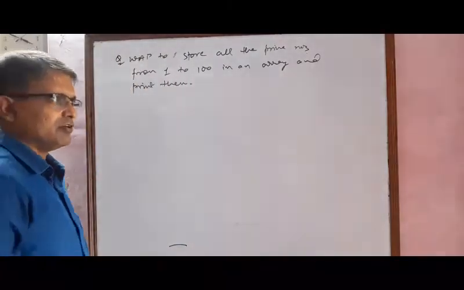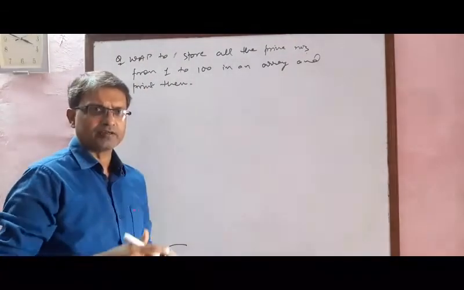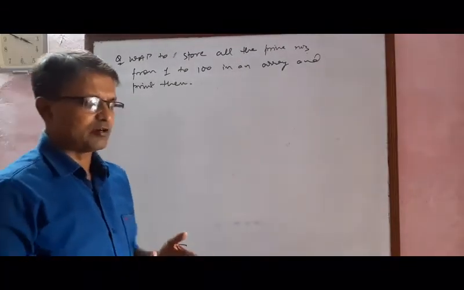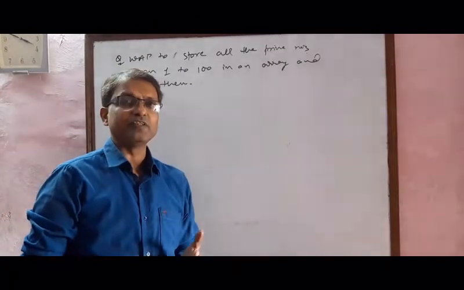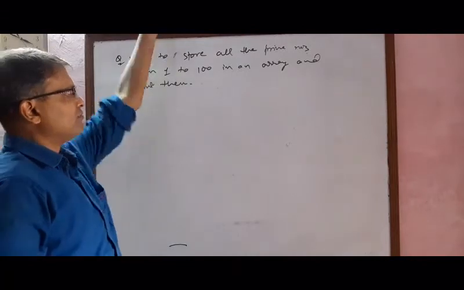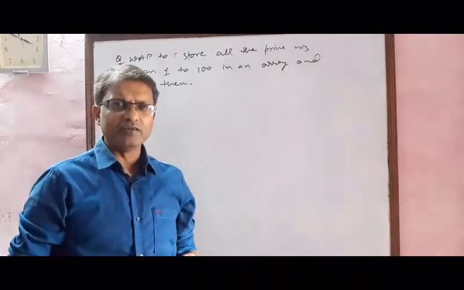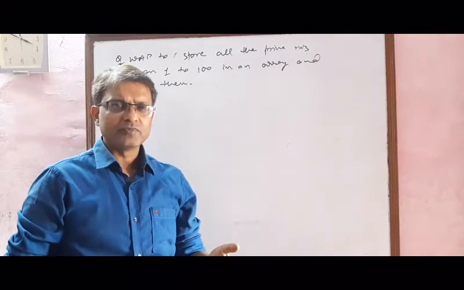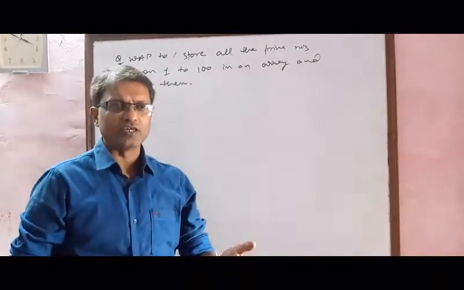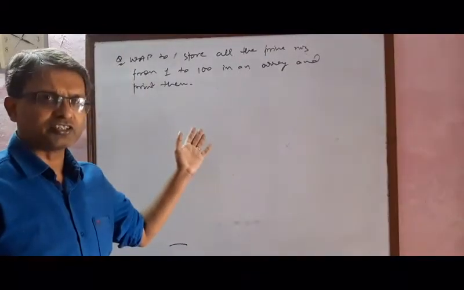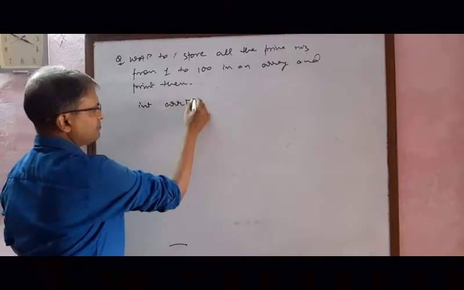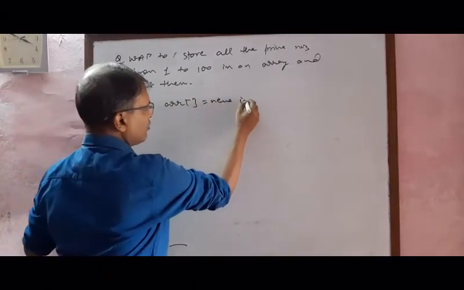First of all, we have to think about what the size of the array should be. In the last class I told you that the size of an array should be considered with maximum possibility. So what is the maximum possibility of prime numbers between 1 and 100? Obviously 100. So what size will we consider? 100. Okay, so declare an array: int arr equal to new int.